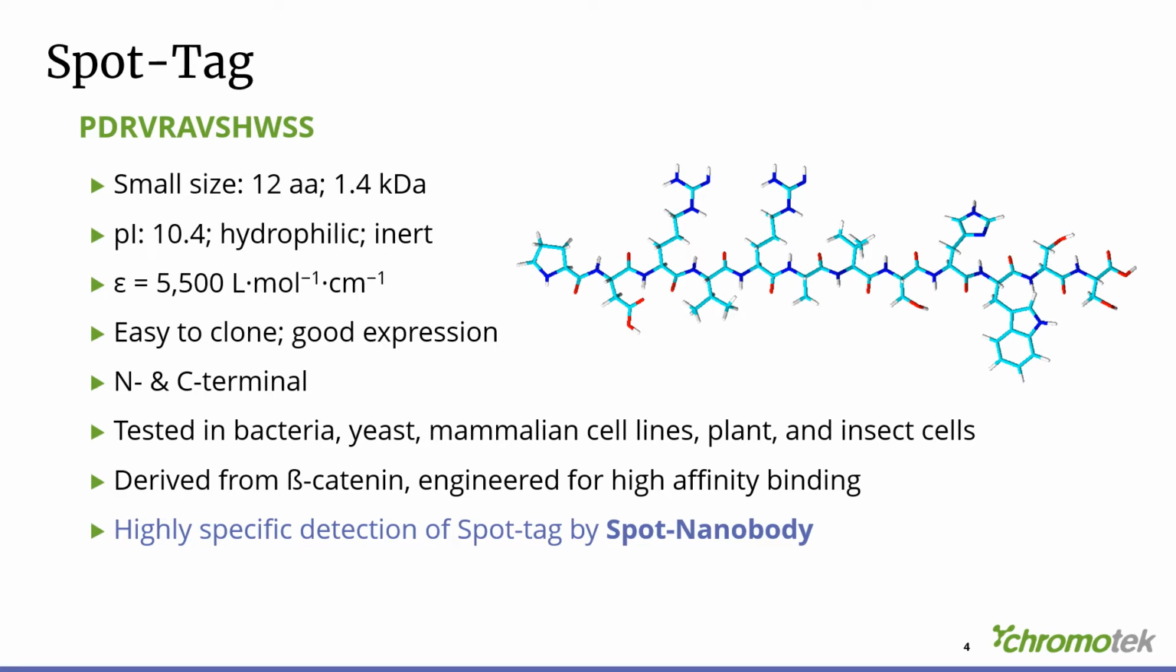How does the Spot-Tag look like? The Spot-Tag sequence is given here. It is a small size 12 amino acid peptide. It is 1.4 kilodalton in size. It has a PI value of 10.4. It is hydrophilic and very inert. We have characterized it. The molar extinction coefficient is 5,500.